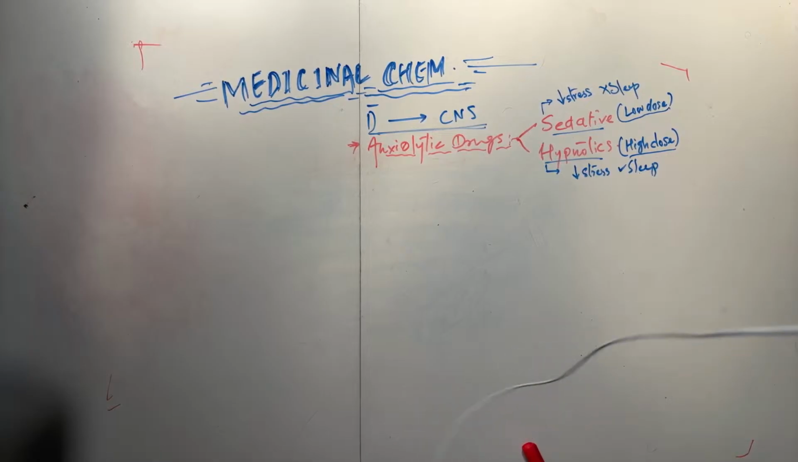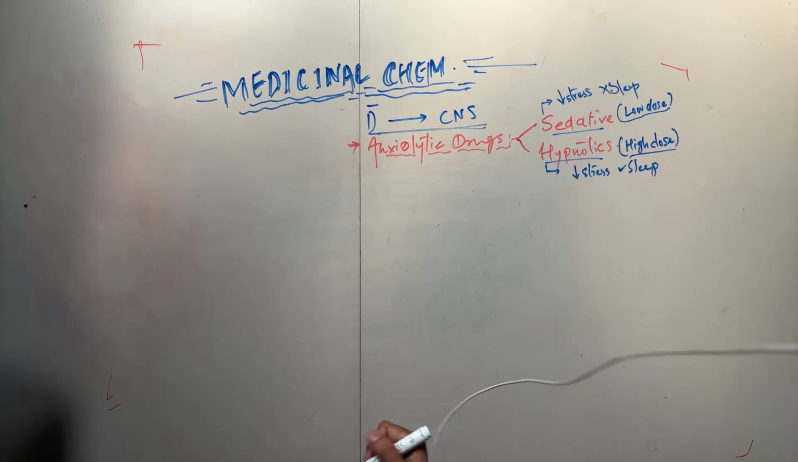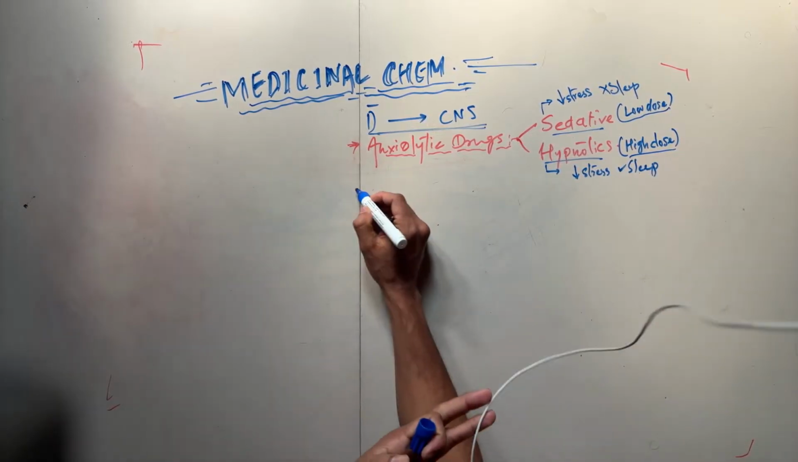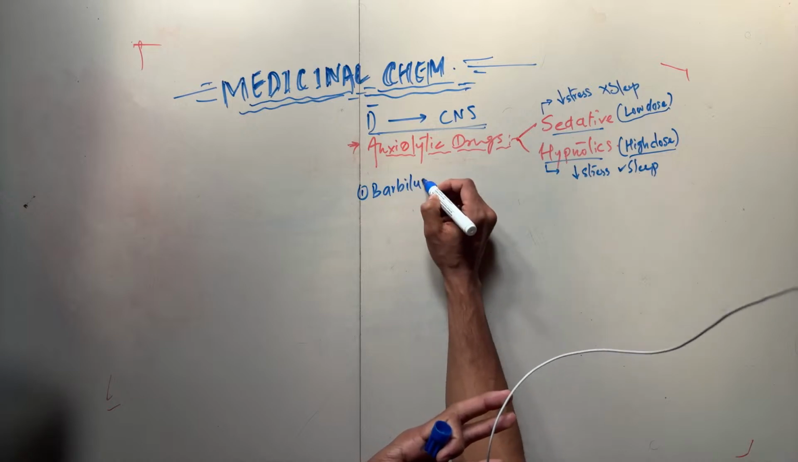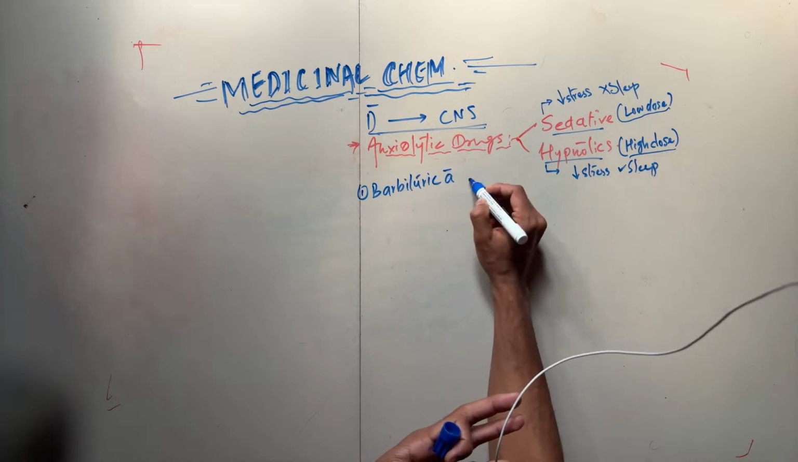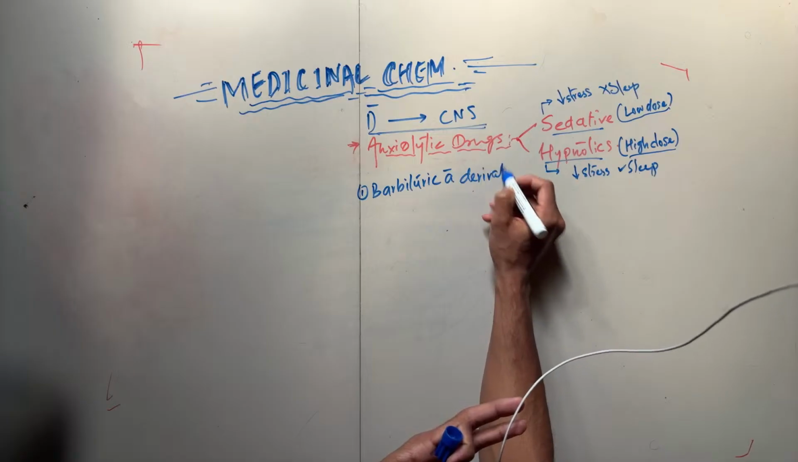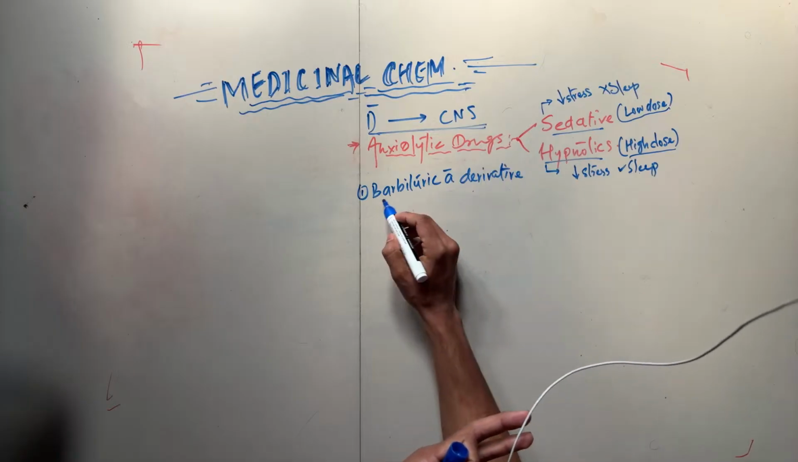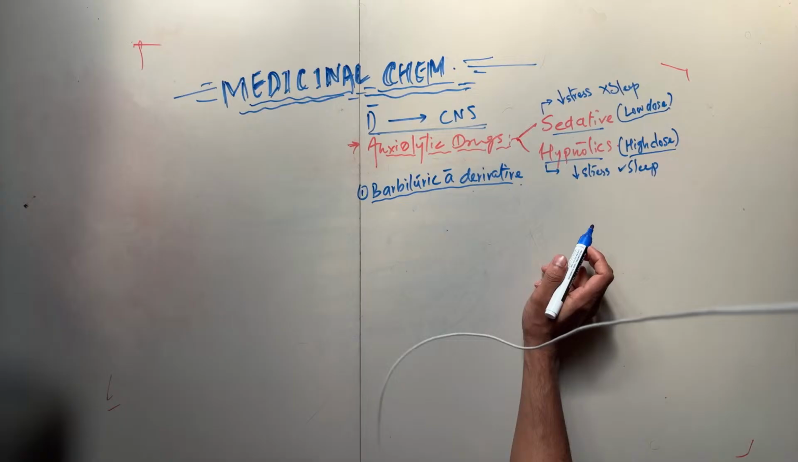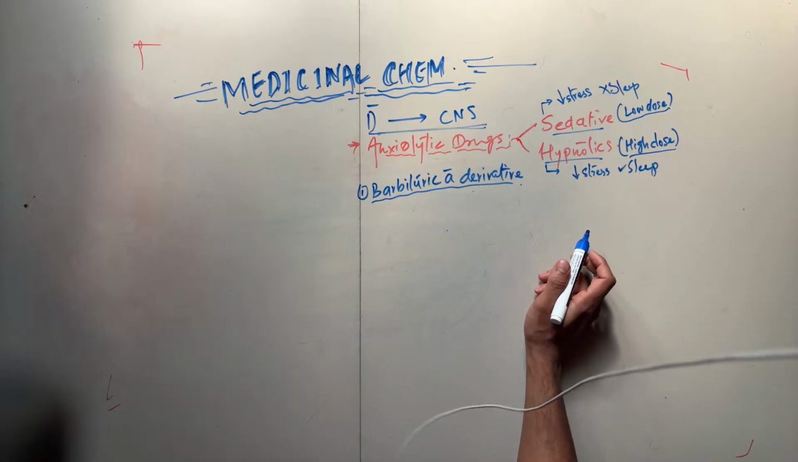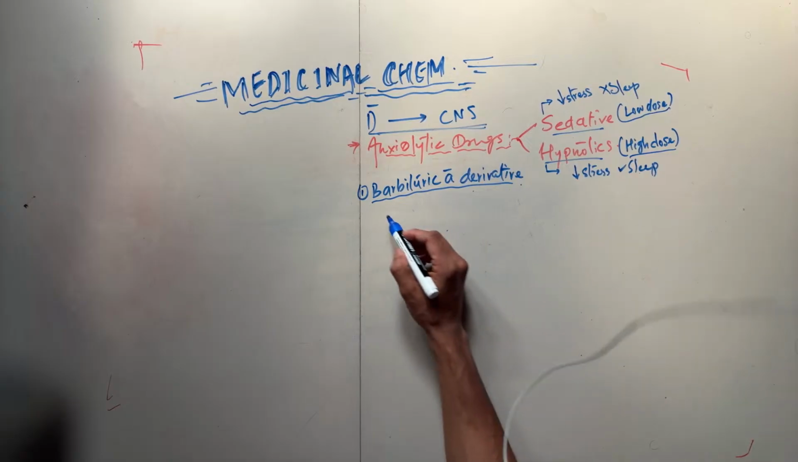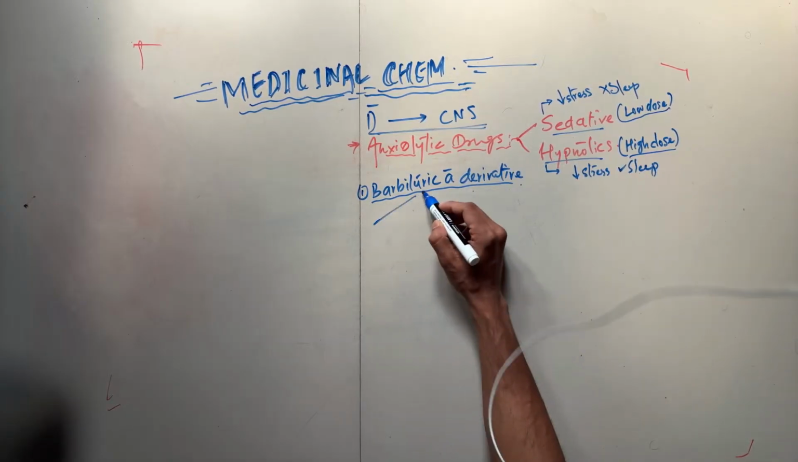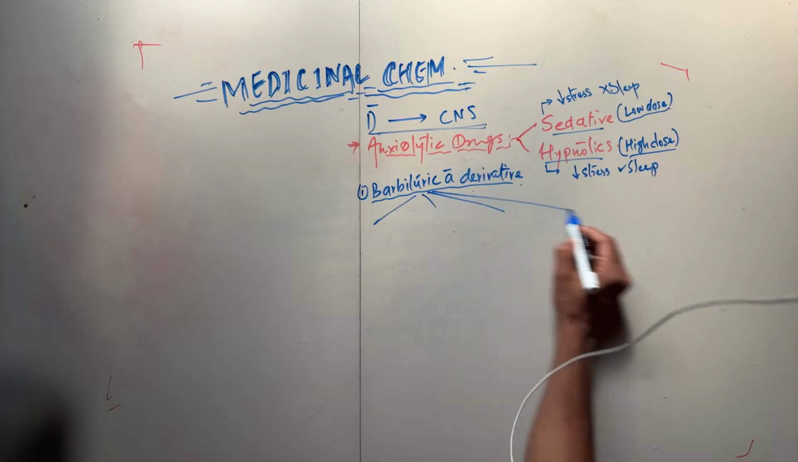Now we will see all that. So number 1 is barbituric acid derivative. First we will see that. In barbituric acid derivative, what are the different classes of barbituric acid derivative? These barbituric acid derivatives are of 4 classes. How many classes? 1, 2, 3 and 4.